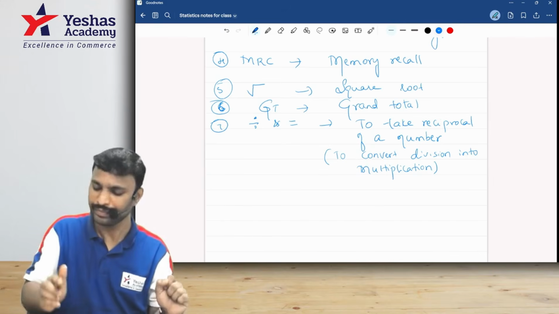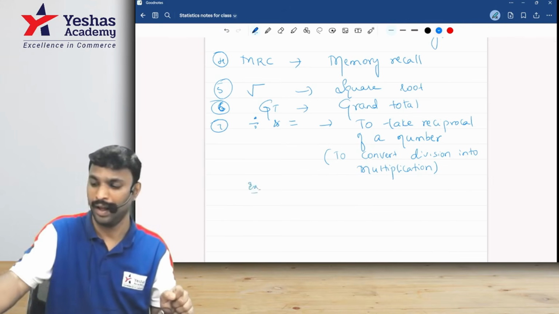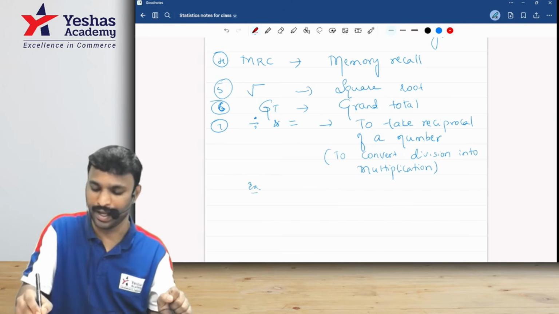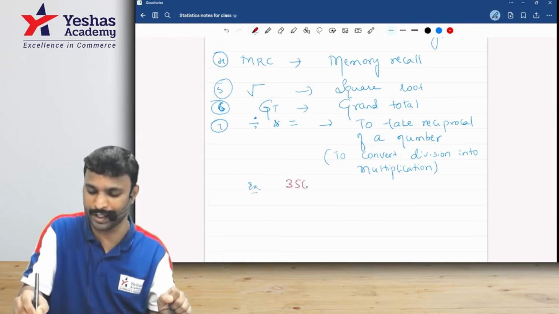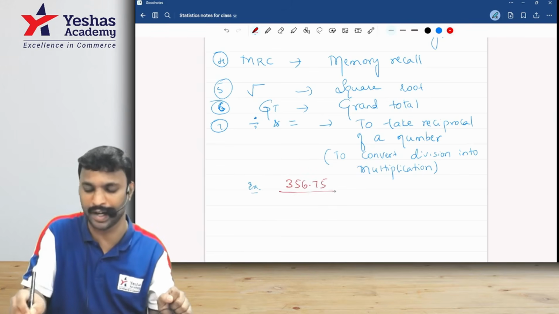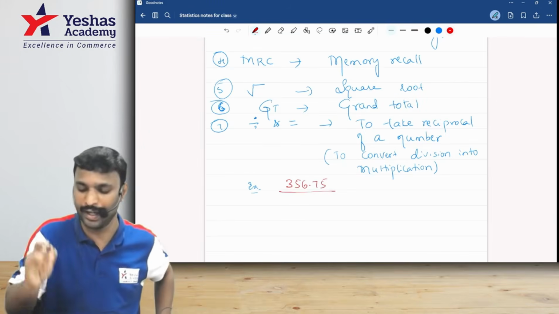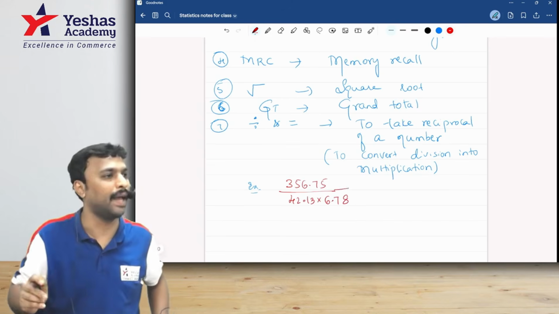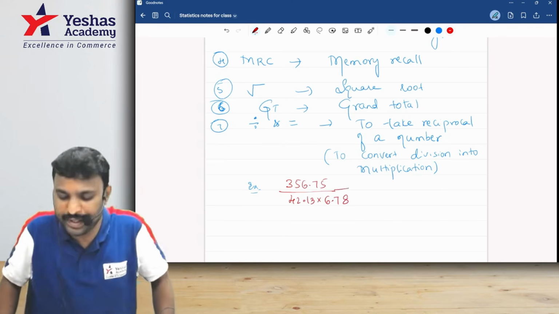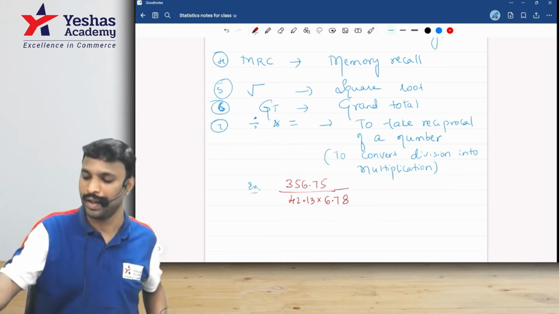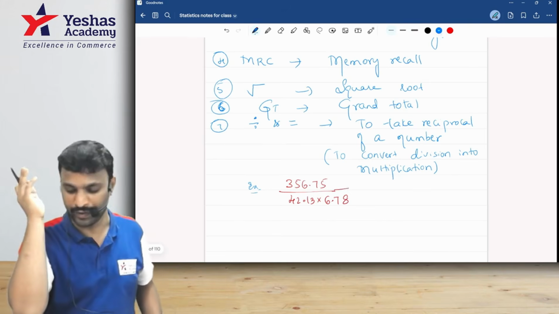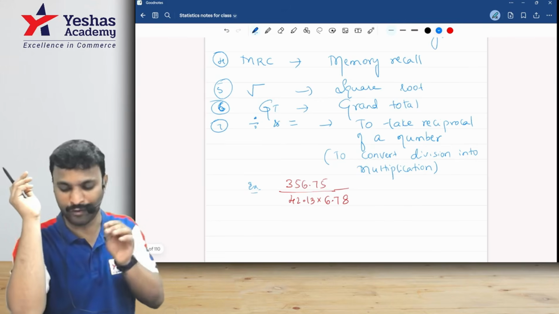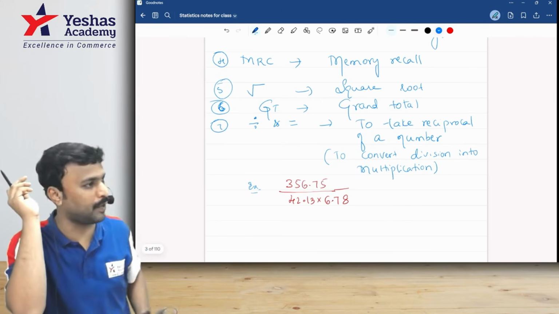Everybody look here as an example. Say you have 356.75 in the numerator. Right now, the denominator is 42.13 into 6.78. Everybody look here. What you basically do to solve this is 356.75 divided by 42.13 into 6.78.